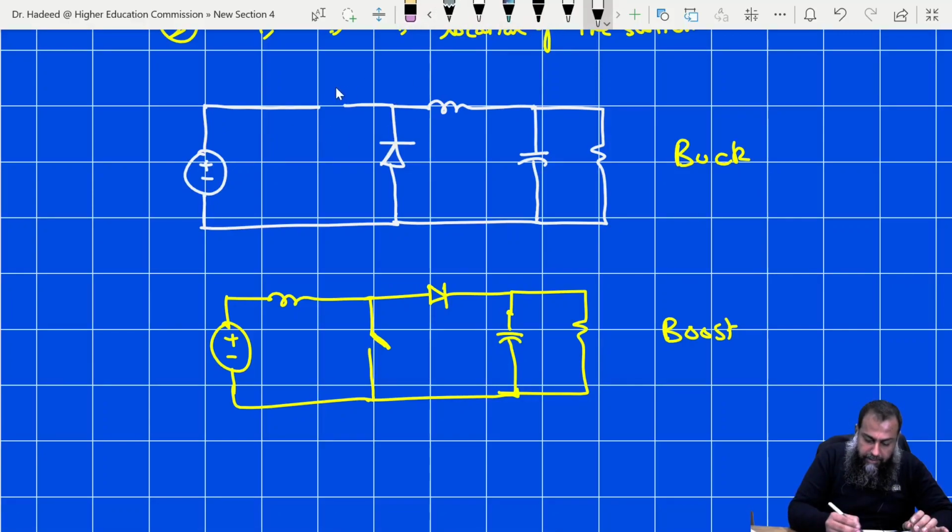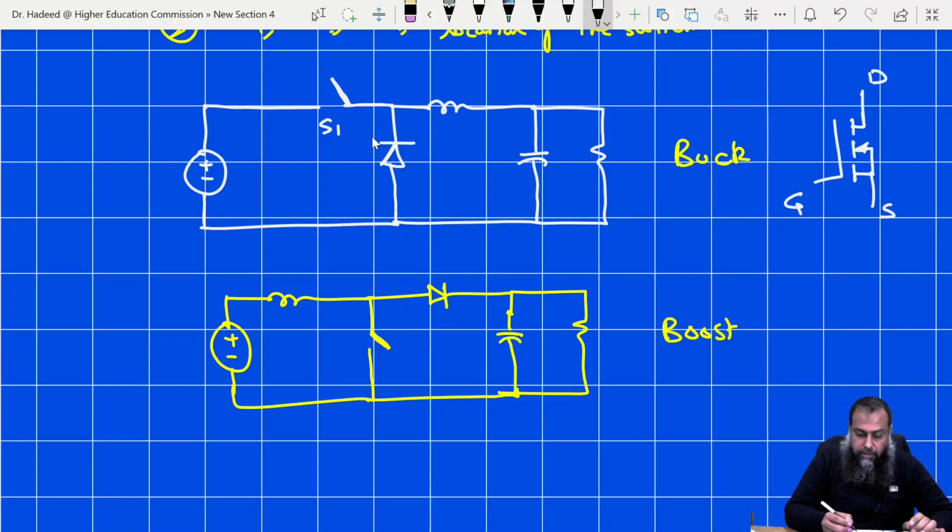So just to be fair, if I replace this switch by some IGBT or some MOSFET, for example, let me take the MOSFET here, then we have this is the drain, this is the source, and here we have the gate. If I replace the switch S1 on a buck converter, we notice that the source is not connected with the ground. Whereas for a boost converter, if we replace the switch S1 with this MOSFET, then this source is connected with the ground terminal.